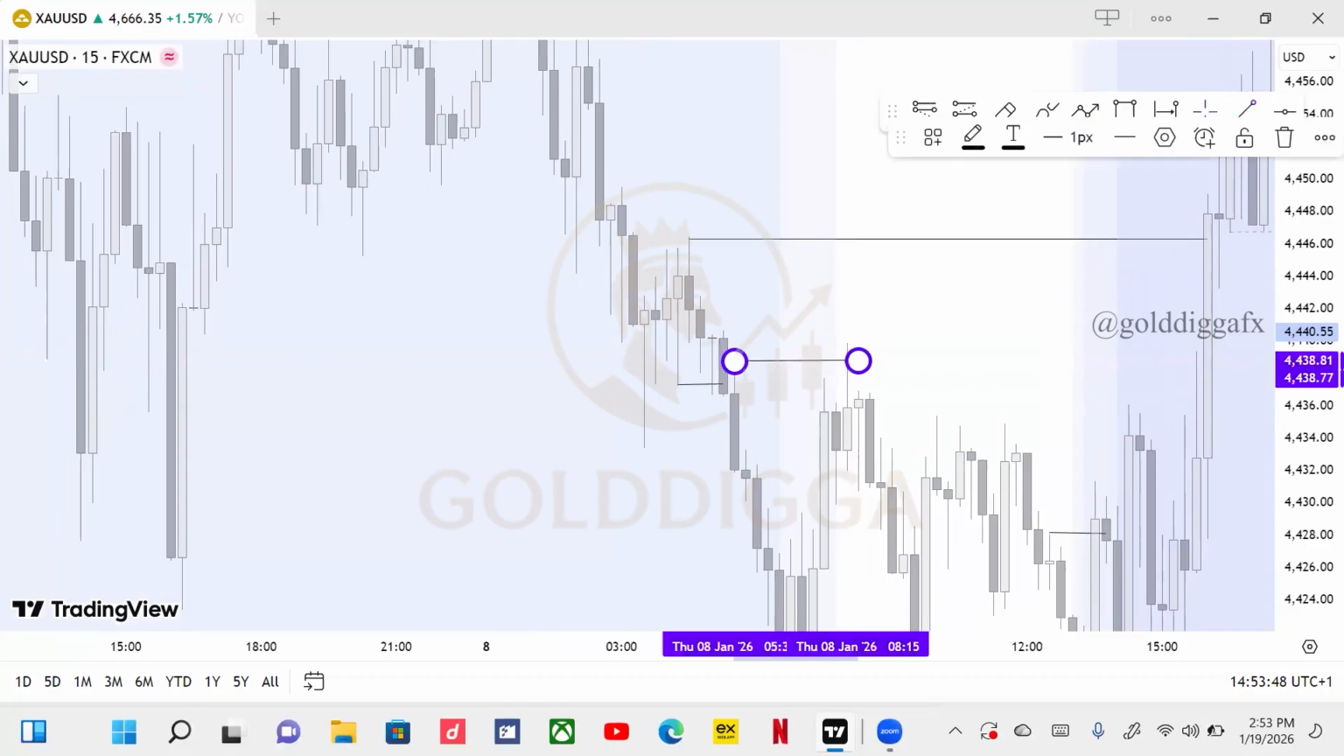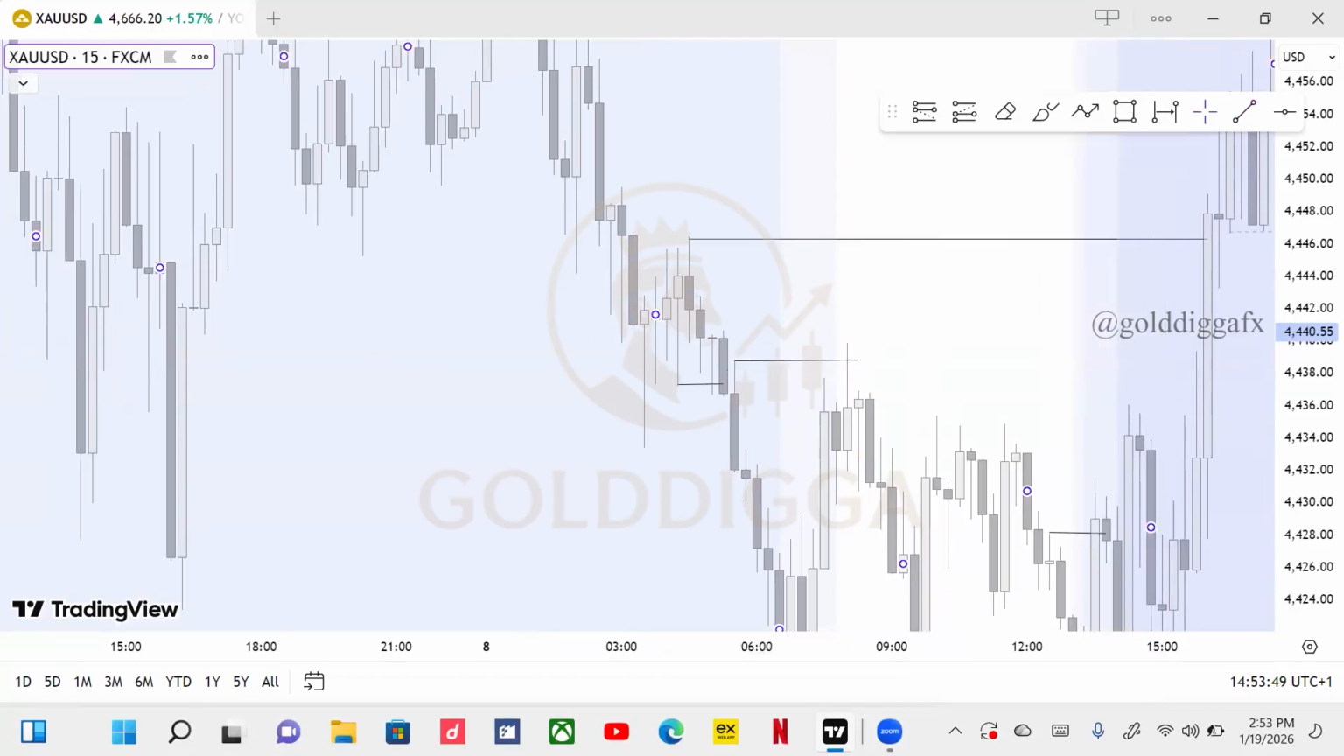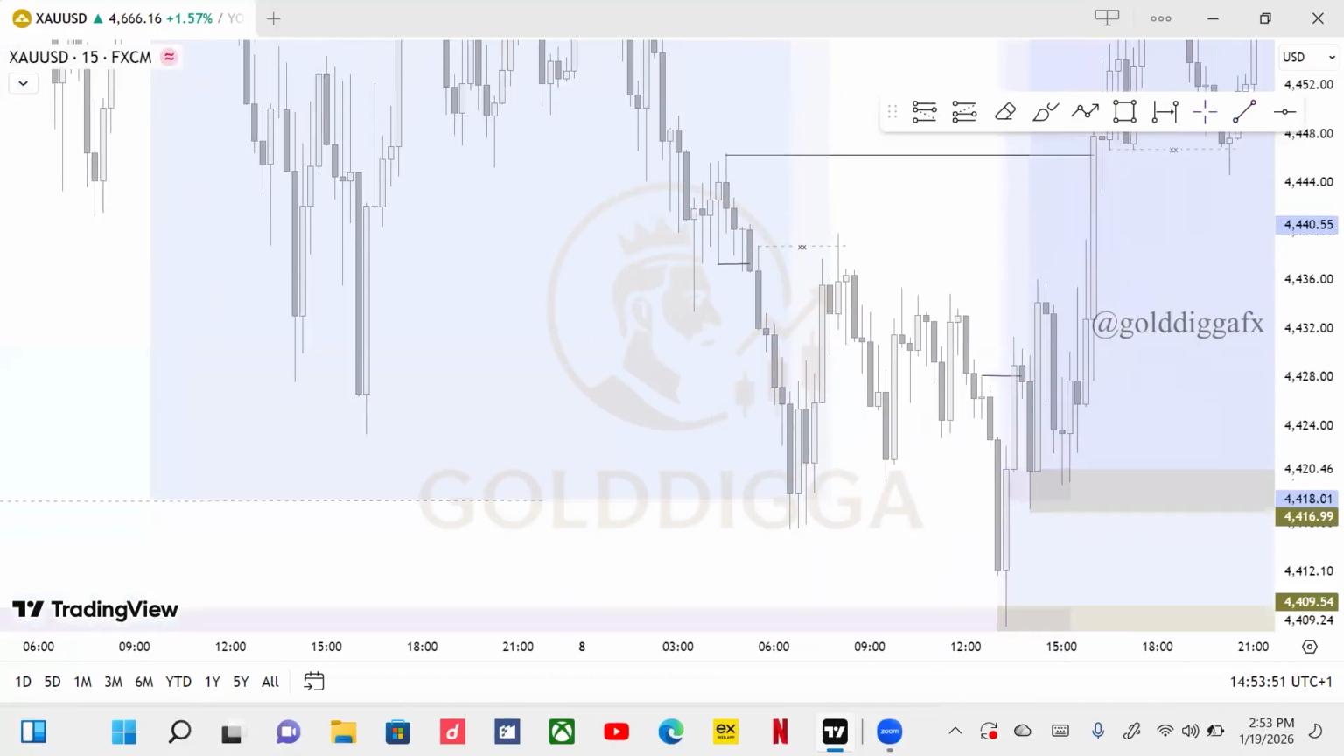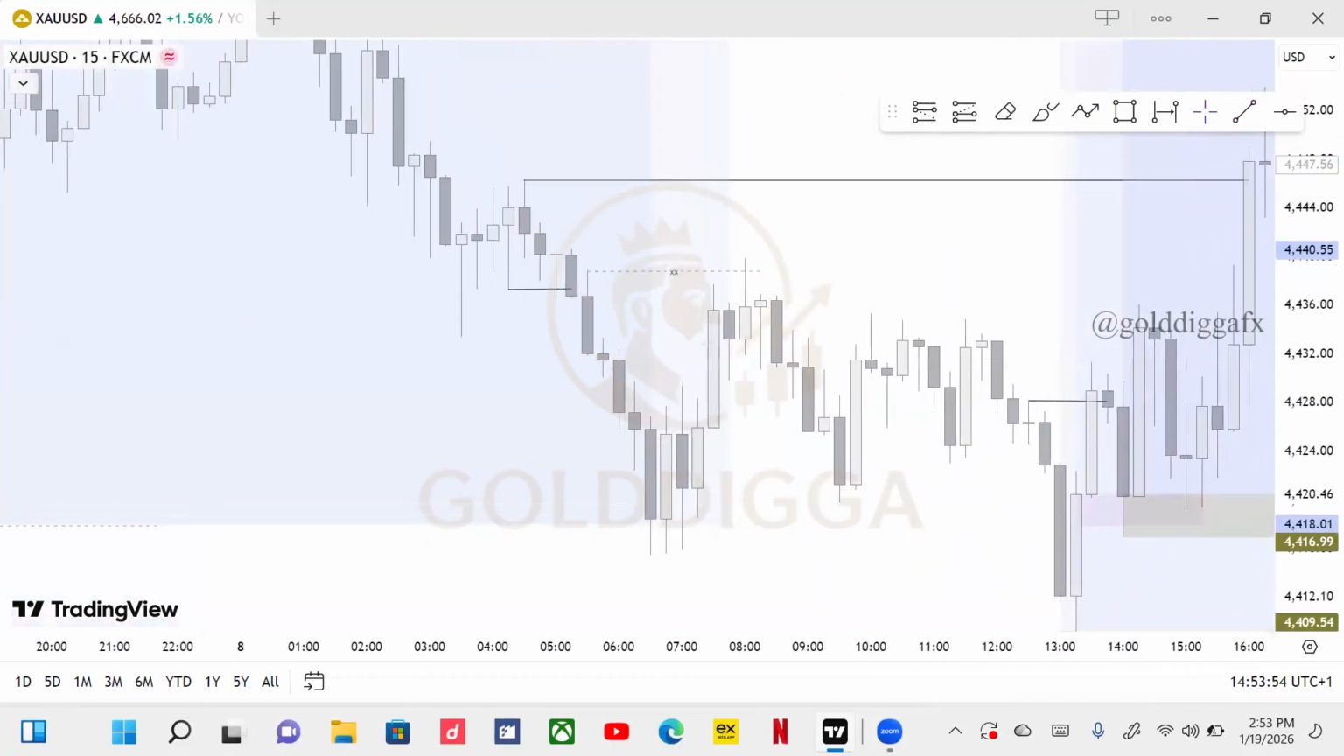So you can see the sell after the liquidity was grabbed. So yes, that's how it works. You don't just, and also when you want to take this, what do you look for? Look for the one inside, like this.